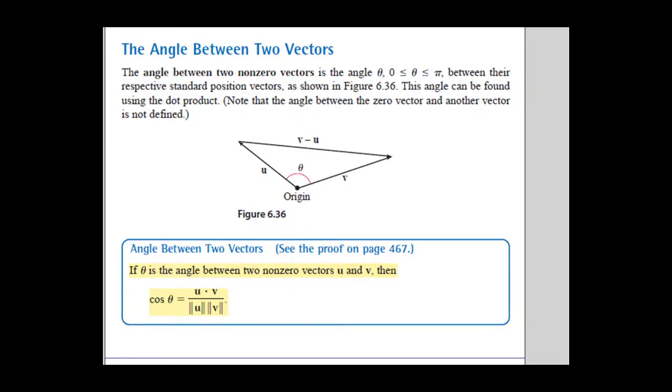So say you've got two vectors, u and w. They're both non-zero vectors, so they have some length in some direction. And they're both in standard position, meaning both of their initial points are at the origin. So the angle between these two vectors, theta, can be found using the dot product. The formula is that the cosine of this angle is equal to the dot product of the two vectors divided by the product of the magnitude of each vector.